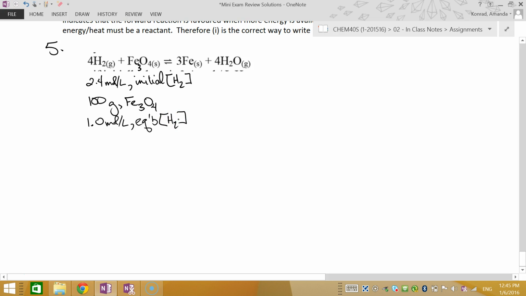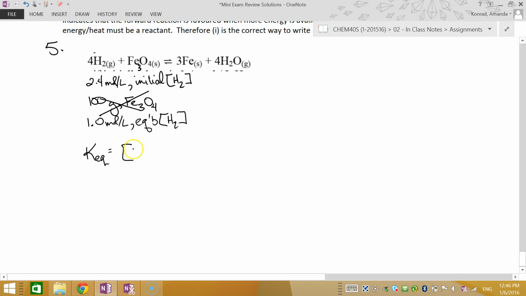Given this information, we can both write our equilibrium expression and start our ICE table. So the equilibrium expression is K equals, and it's always products over reactants. But remember, you're talking about concentrations, and you can't measure the concentration of a solid. So iron oxide and iron itself are not included in this expression, which means that this data is actually irrelevant.